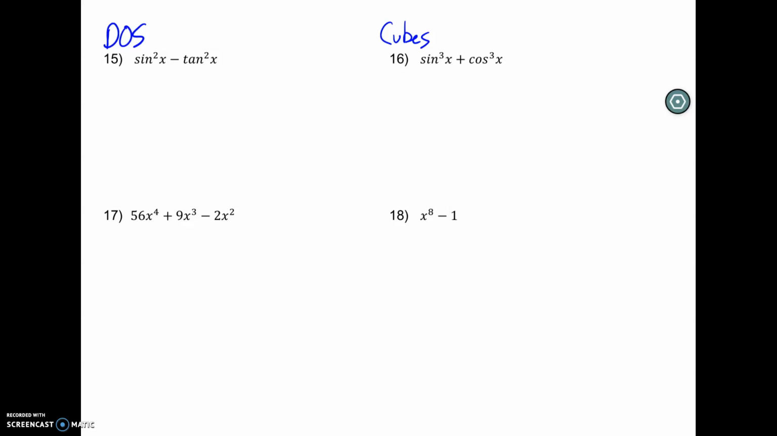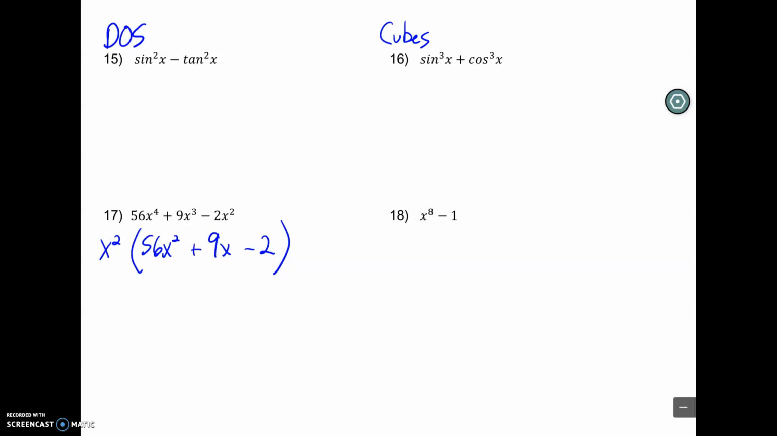For 17, that looks complicated. That 56 in the front is scary. Can we pull out a GCF? No, we cannot. They don't all share something. So, wait, yeah, actually they do. They share 2 x's. They don't share a number, but they all have at least an x squared in common. So let's pull out the x squared. And let's go 56x squared plus 9x minus 2.